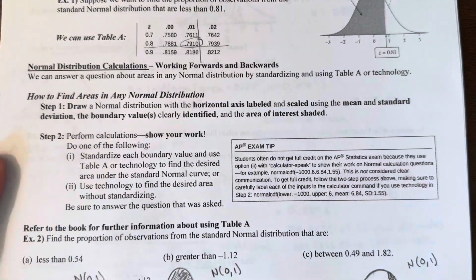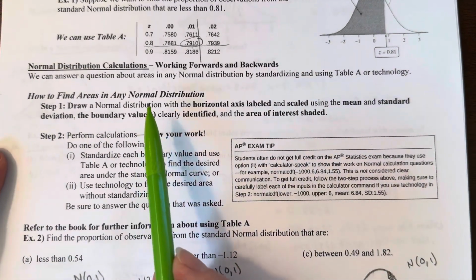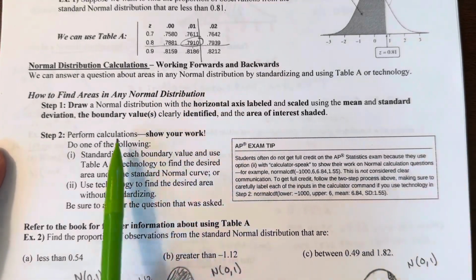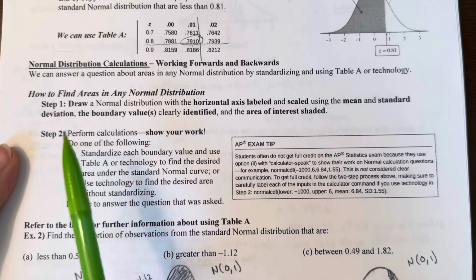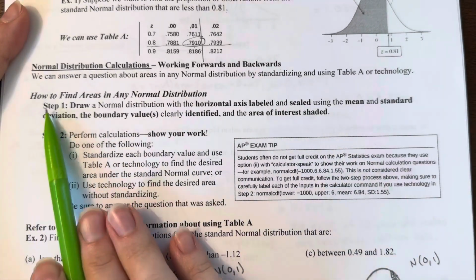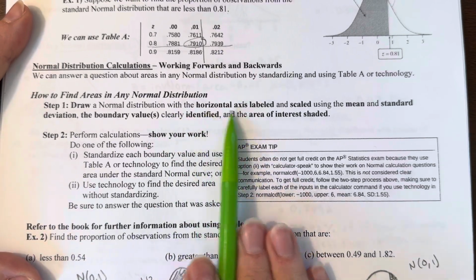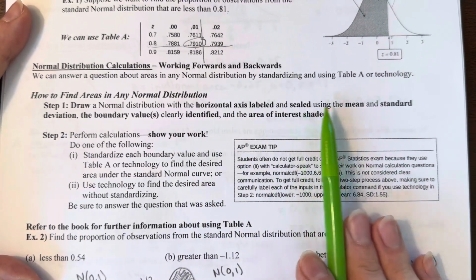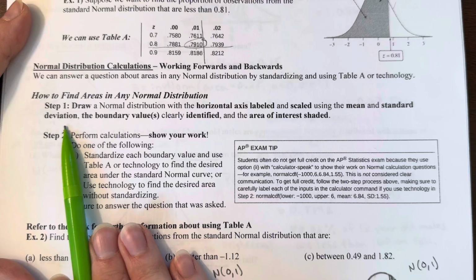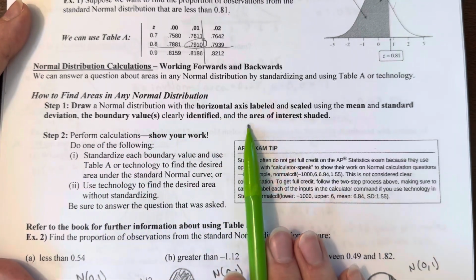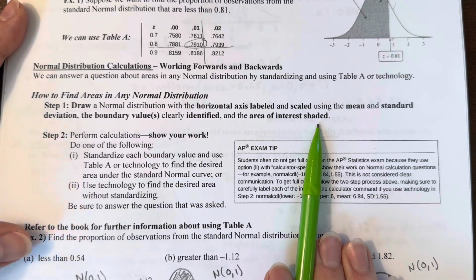And something to remember is that the areas represent the proportion or the percent of values that fall within particular boundaries, which is why we find them interesting. All right, so step 1, draw a normal distribution with a horizontal axis labeled and scaled using the mean and standard deviation. The boundary values need to be clearly identified, and the area of interest needs to be shaded.